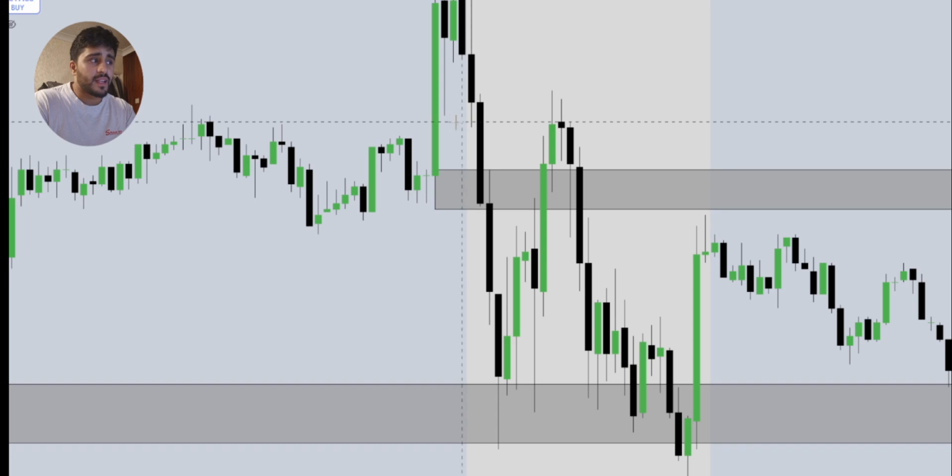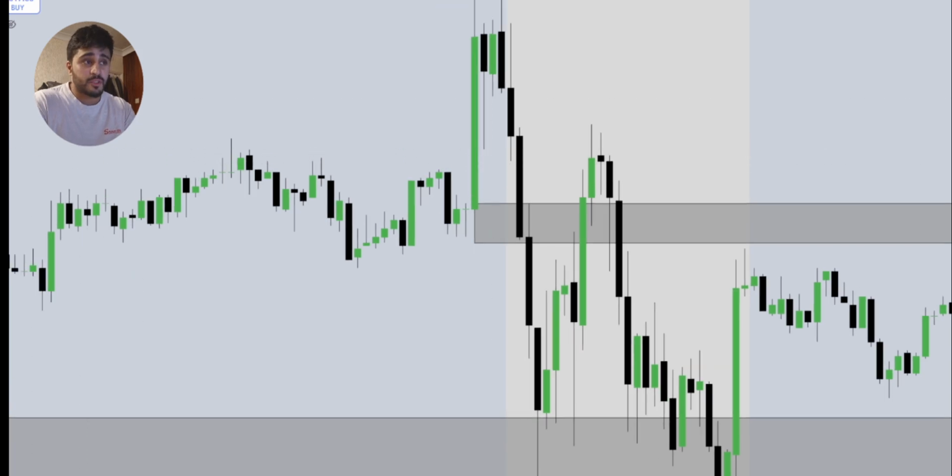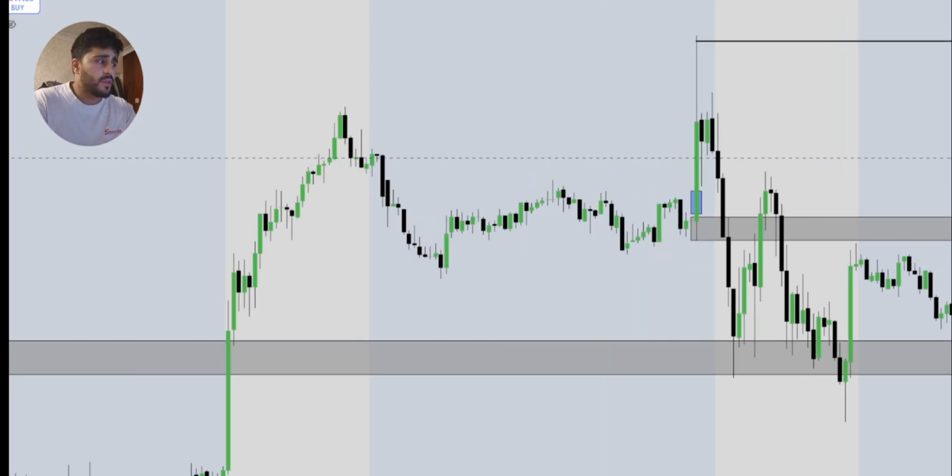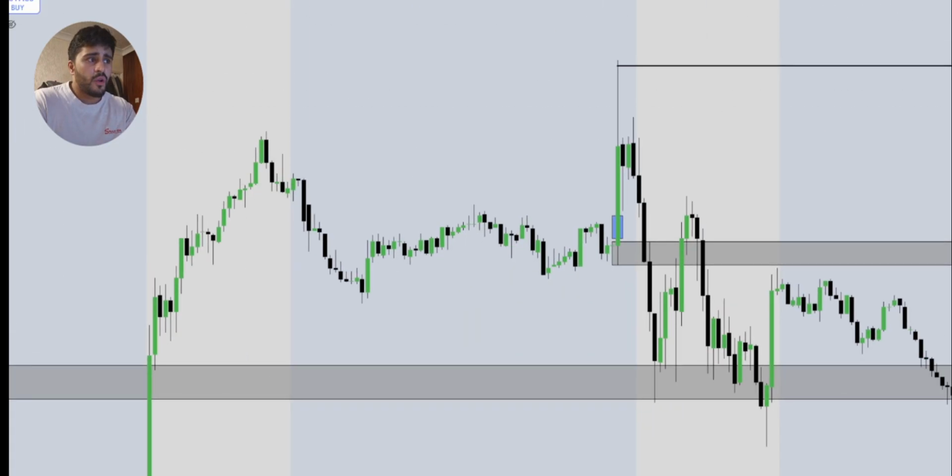So what made this a key level for me? Well, from a ICT perspective, right, we had this fair value gap here. Price left a fair value gap, and so I use the candle before the fair value gap. That is my key level, and that is the most accurate way to choose fair value gaps. Now, if we look at it from an ICT perspective again, what's happened is we've had a sweep of the previous day high, right?